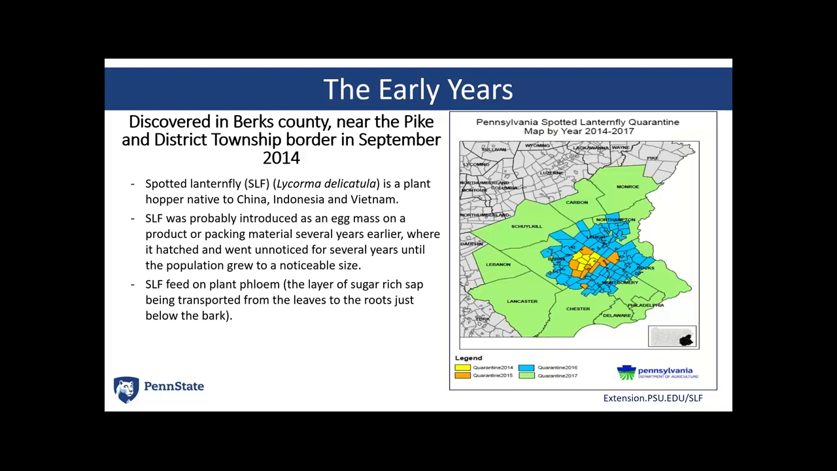And as a planthopper, it's a hemipteran. It feeds on the phloem of plants just underneath the bark, that nice sugar-rich area. And as it feeds on that sugar-rich area, it doesn't completely process it, and it excretes sugar-rich honeydew, a polite term for excrement, which then becomes a substrate for growing sooty mold, which is another whole nuisance problem in and of itself with lanternflies.